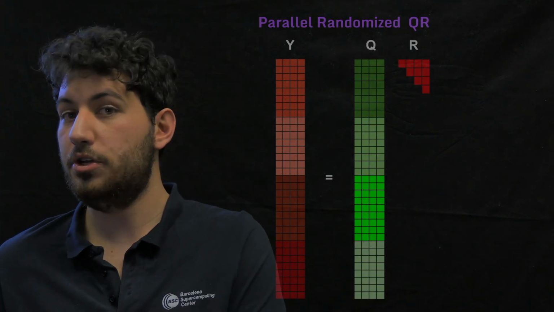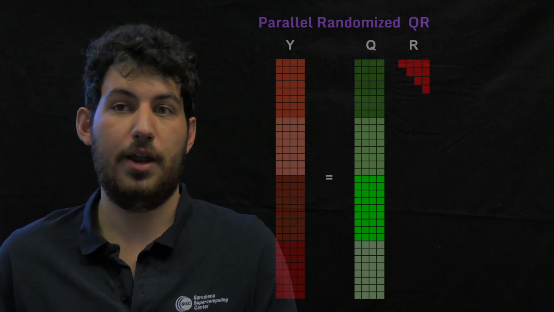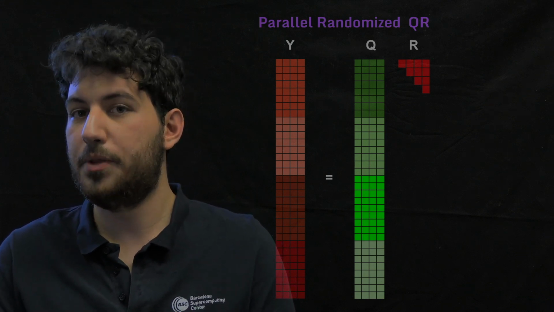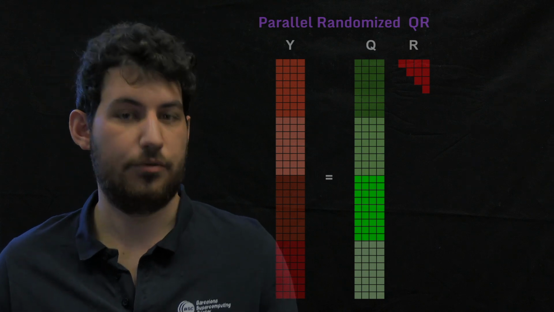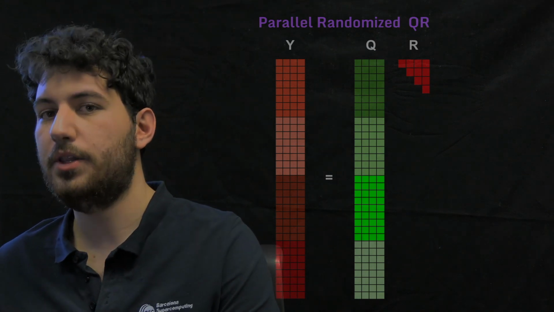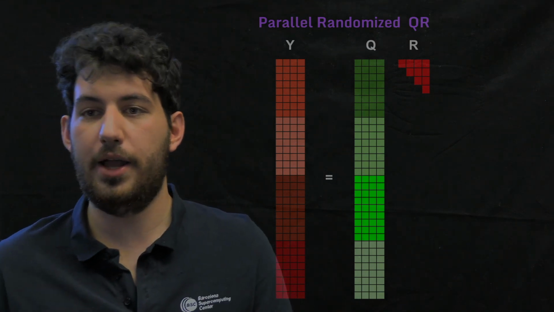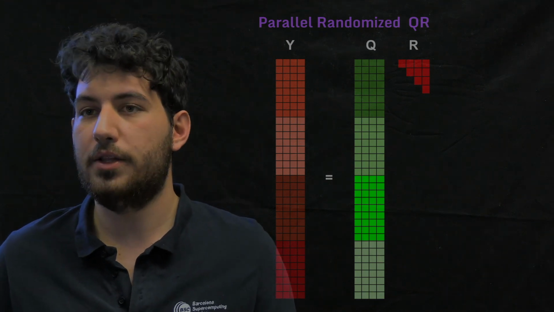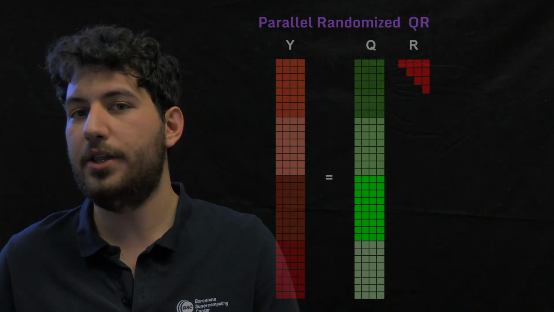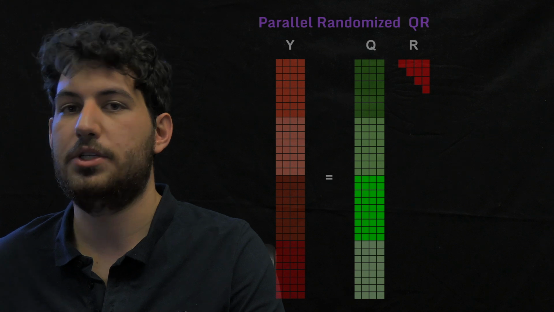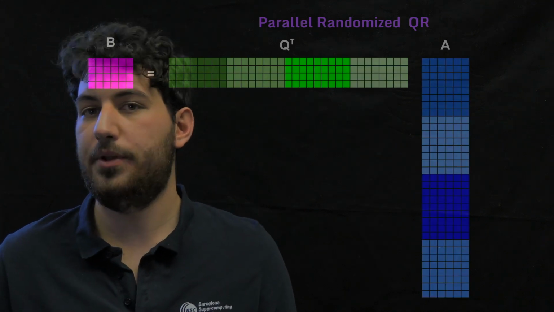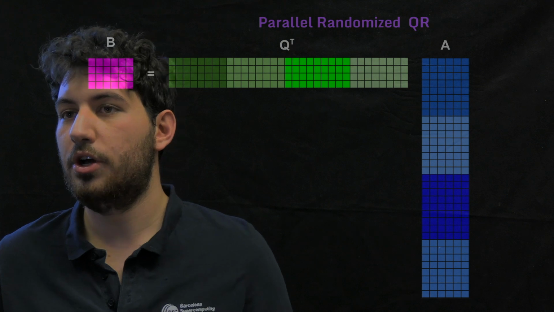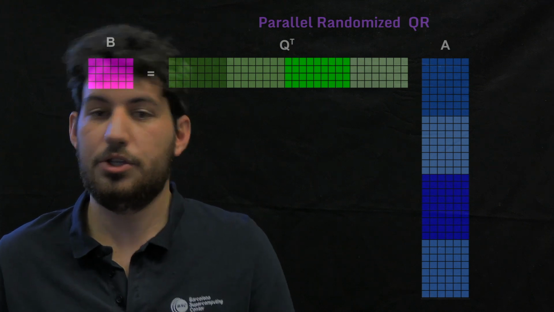This QR factorization is much cheaper because we have fewer columns to factorize, but those columns still have the optimal information that we could find. So this is quite an interesting algorithm. And once we have this factorization, now we need to find the correct R, which we're going to name B because it's no longer an upper triangular matrix.